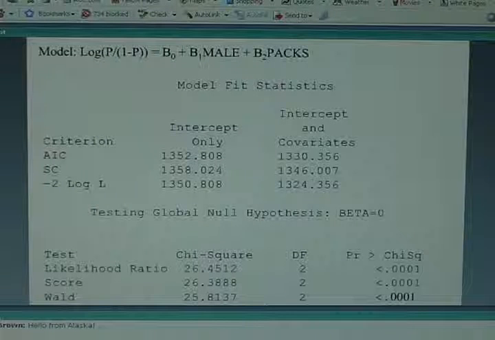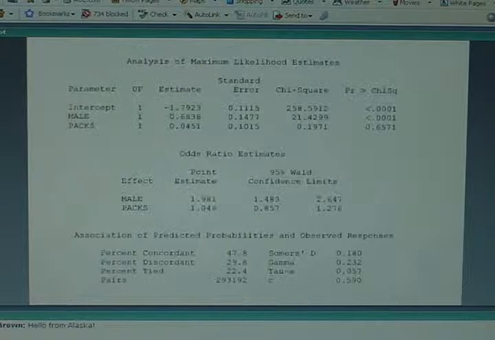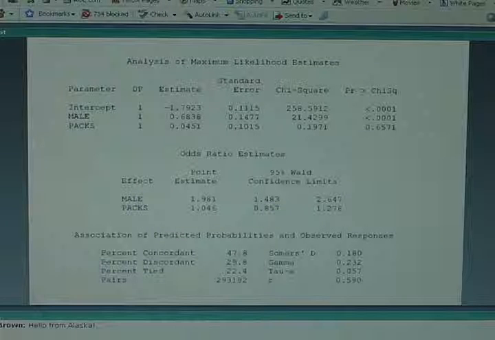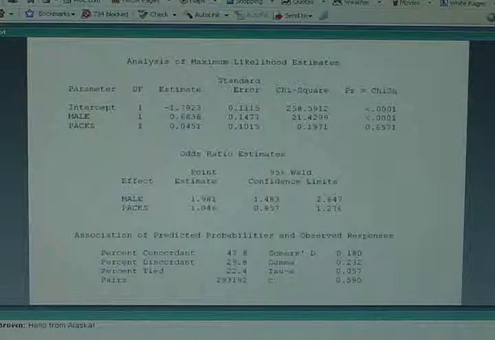But let's look to see what this model gives us for the effect of male. Here's our fitted model. The coefficient, or the estimate, for B0 is minus 1.79. The estimate for B1, the coefficient of male, is 0.68. The estimate for PAX is 0.04. If we're focusing on the coefficient of male, we want to know what the effect of male sex is on your risk of developing heart disease, controlling for smoking. The 0.6838 is what we'll be focusing on.